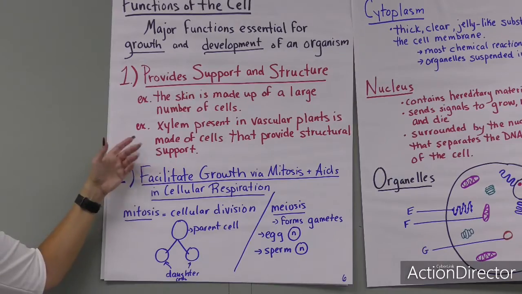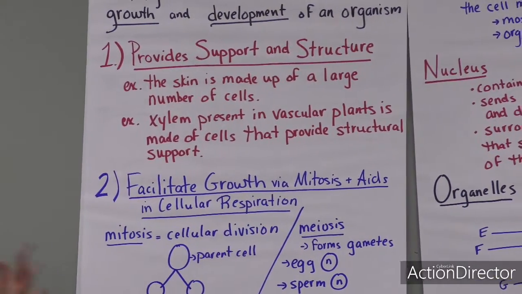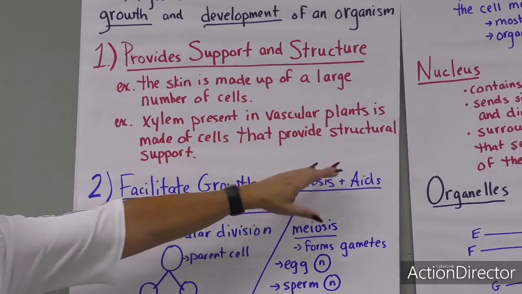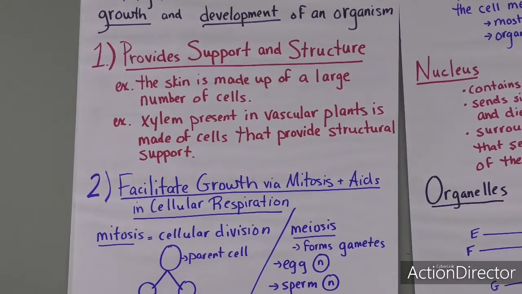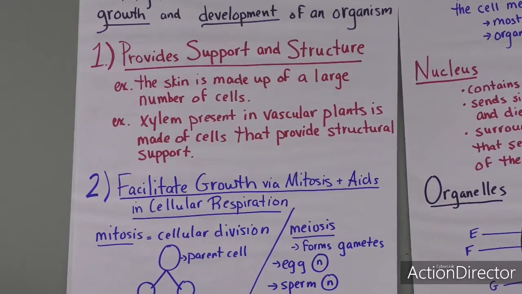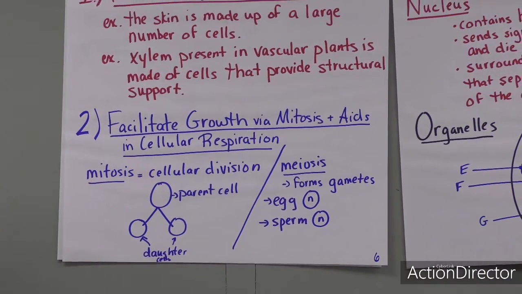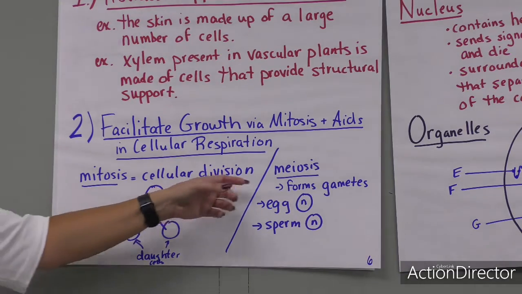And then we also have something that's in vascular plants called xylem. You have things in plants that carry food and carry water and minerals, and it's made up of cells that provide structural support as well. So support is a big function of a cell. Two, they facilitate growth, and the way they grow is called mitosis. And then they also aid in cellular respiration. So mitosis is nothing but cellular division.